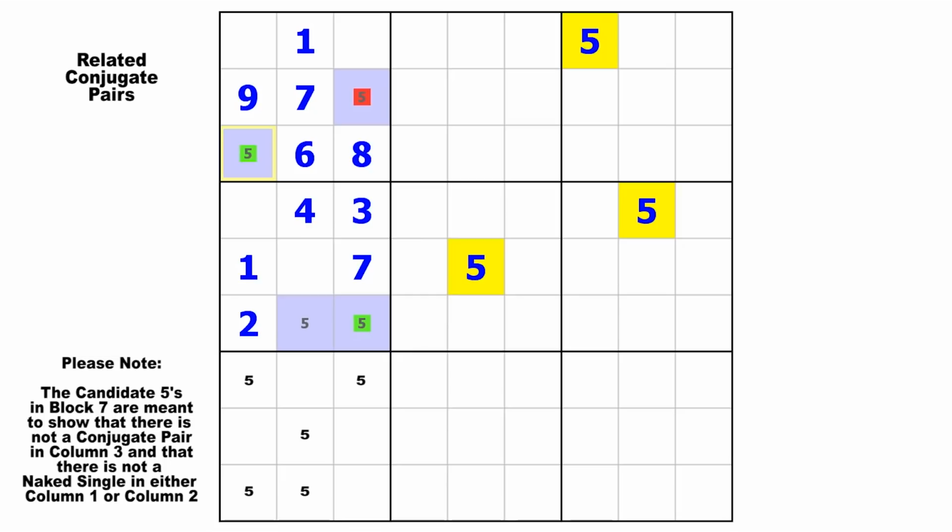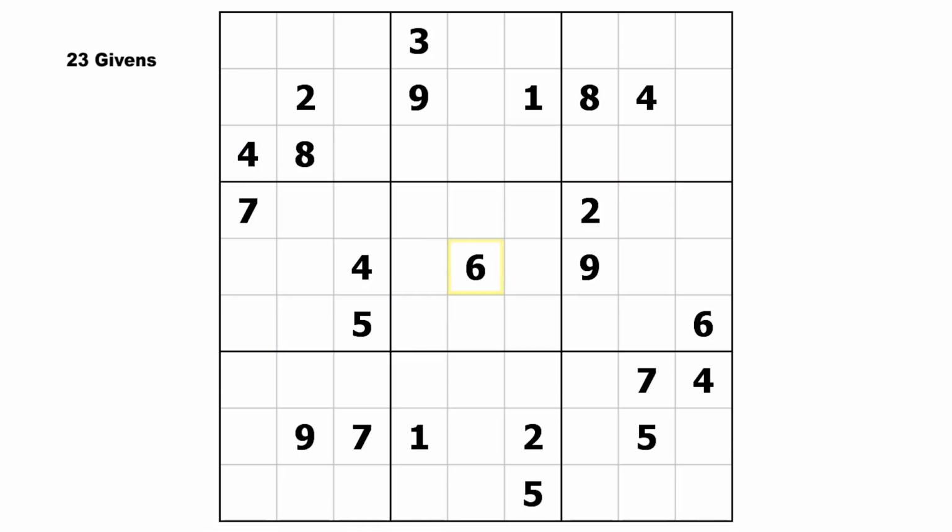All right, now let's solve today's puzzle. We've got 23 givens, so it's not going to be a quick walk in the park. And as you can see, this is one of those symmetrical looking puzzles. These cells mimic these cells, and these cells mimic these cells, and these cells mimic these cells, kind of like a mirror image, and these cells mimic these cells. And then we have a lone 6 smack in the middle of the central block.